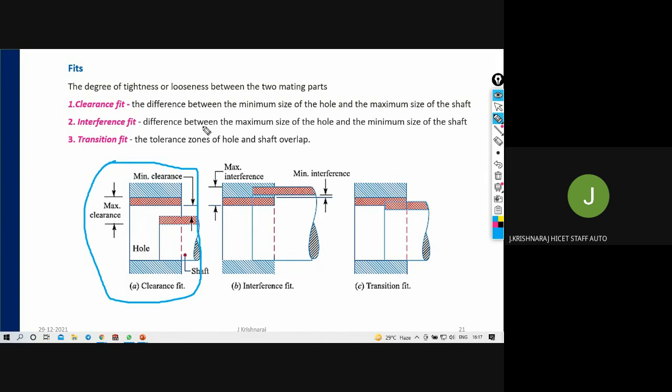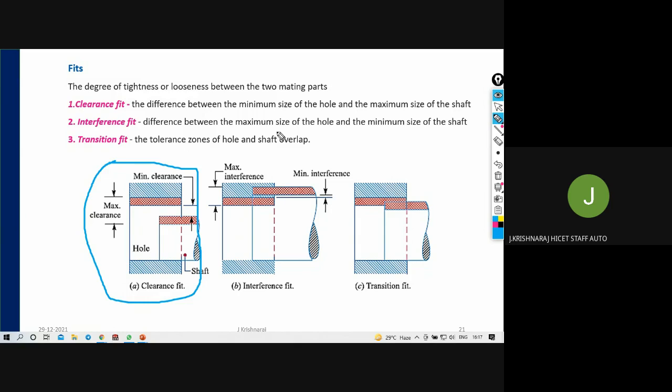The next is an interference fit. Interference fit is nothing but shaft and coupling. It is the difference between the maximum size of the hole and the minimum size of the shaft, which means that it is an overlapping. Here the shaft diameter is more than the hole diameter. Then you might have a confusion: sir, how is it able to be inserted inside of that? It does not mean that much deviation.